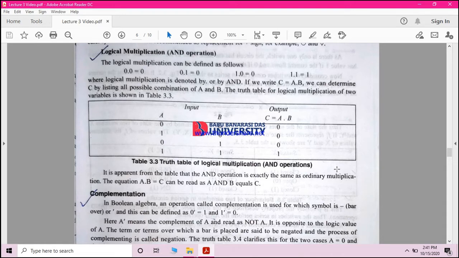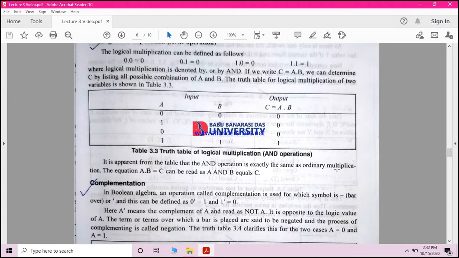It is basically a multiplication operator, where logical multiplication is denoted by AND or a dot sign. If we write C is equal to A dot B, it simply means that C is equal to A logically multiplied by B. We can determine C by listing all the possible combinations of A and B. The truth table for logical multiplication of two variables is this.